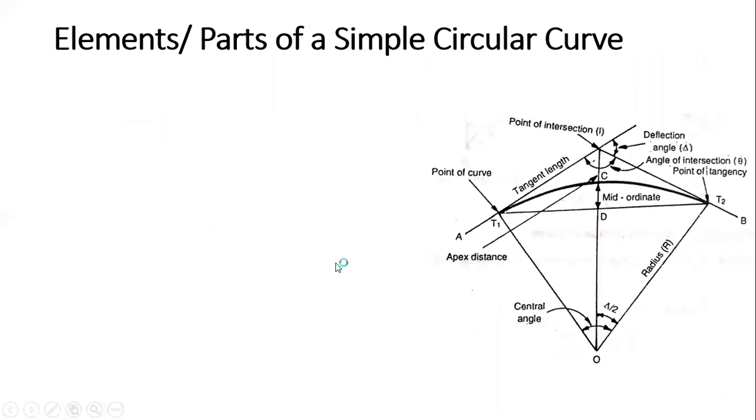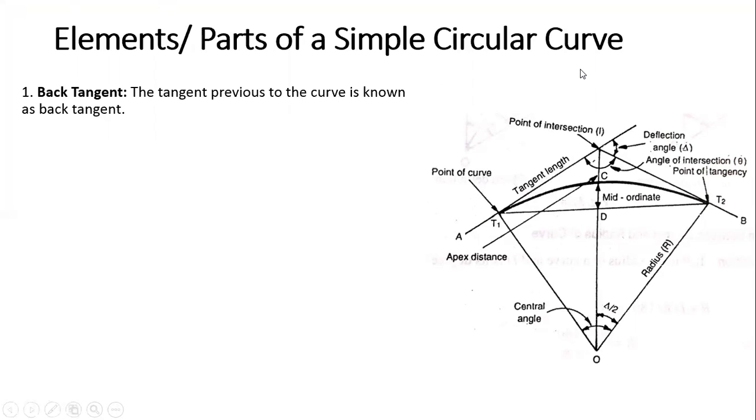Now come to the parts of a circle. Here you will see a diagram where many things are written, so I will explain them one by one. These are called the elements or the parts of a simple circle. Let us first take the back tangent. What is the meaning of this back tangent? Suppose this is my initial straight road. I am coming from here. This is my straight road, and this is my another straight road in this direction.